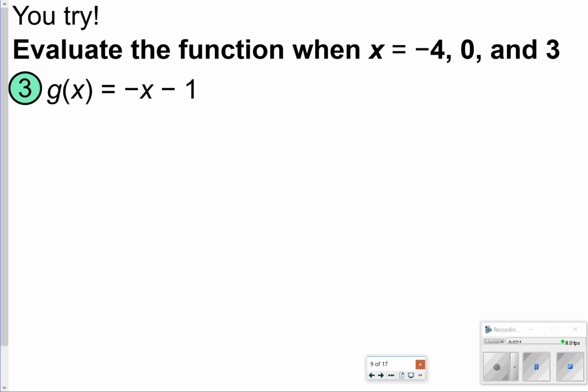Here's another one we're going to try. Again, you're just going to put in negative 4, 0, and 3, but this time we have the function g of x is equal to negative x minus 1. Be careful with this negative that's already there in front of the x. Let's go ahead and pause the video now so you can try them by yourself, and once you're done, click play.